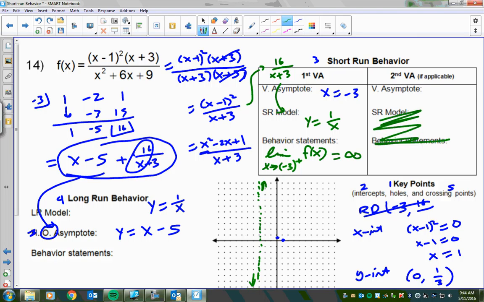So we only have a vertical asymptote on this side. And then on the other side, on the left side of the asymptote, as you approach negative 3 from the left, it goes down to negative infinity. That's what we do. Okay. Let's go back and do the long run, and then we'll be ready to graph.